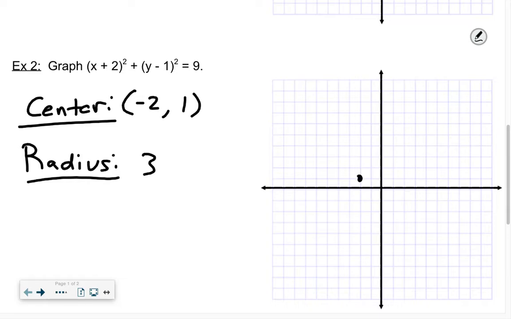Negative 2, 1. So identify your center again. And then from your center, count the number of units to the left, up, right, and down. 1, 2, 3. Set of all the points that satisfy this equation.